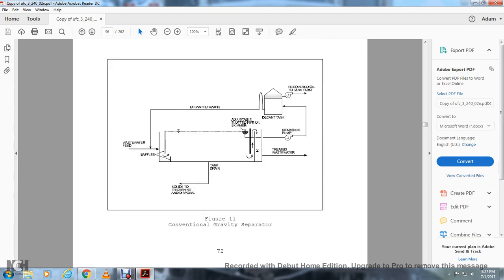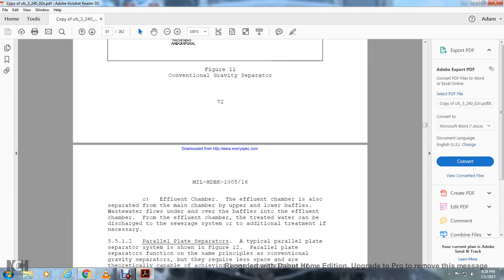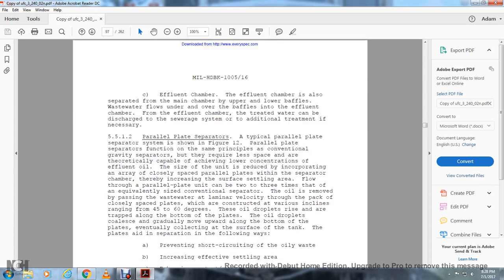Figure 11 shows the conventional gravity separator. It shows the recovered oil tank, the decant tank, and decanted water feeding into the baffles, tank drain, solids thickening and disposal, the adjustable slotted pipe skimmer, and the skimming pump into the decant tank to recover the oil from the tank. The effluent chamber is also separated from the main chamber by the upper and lower baffle. The water flows under the baffle and into the effluent chamber.